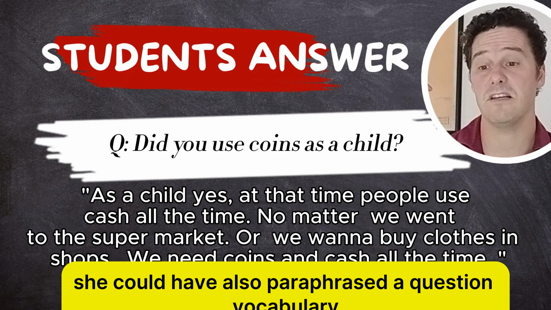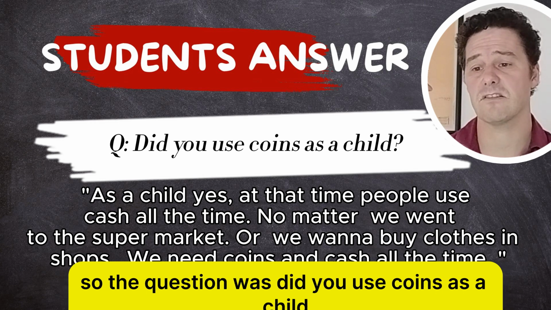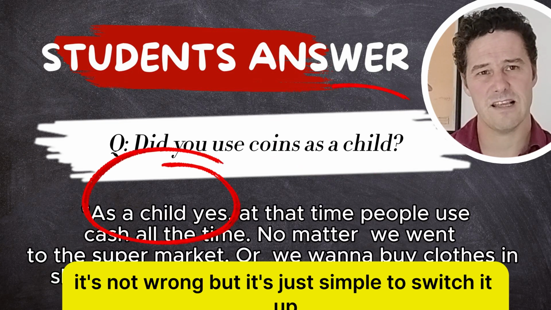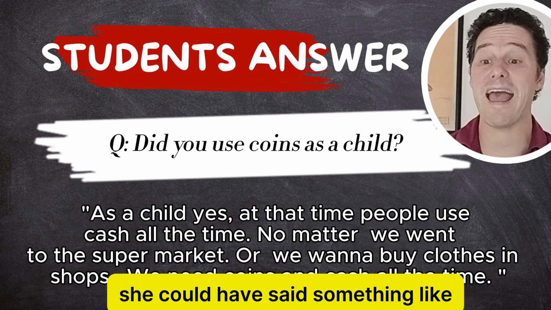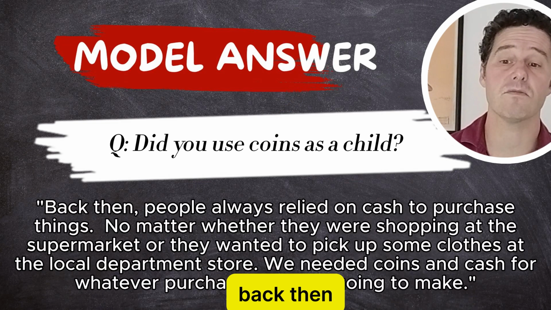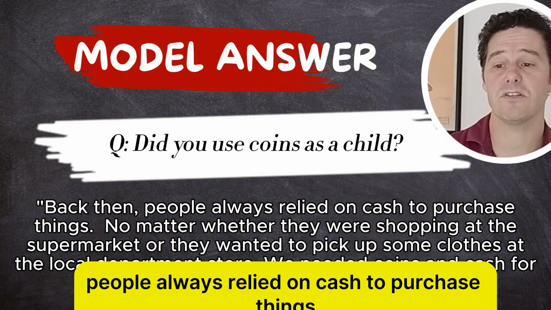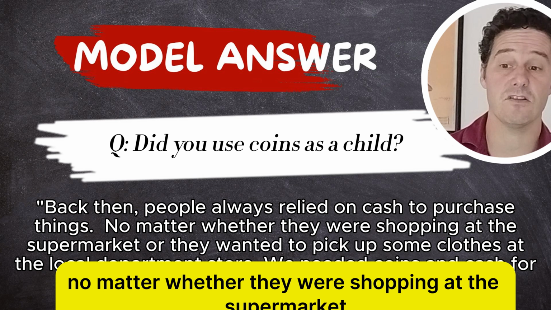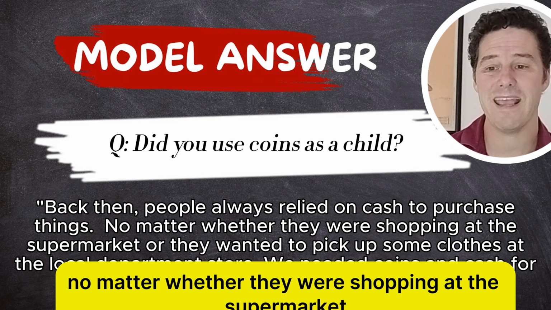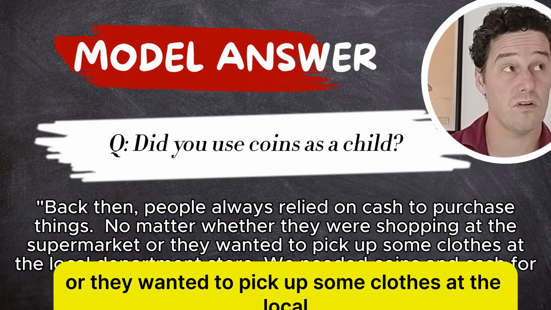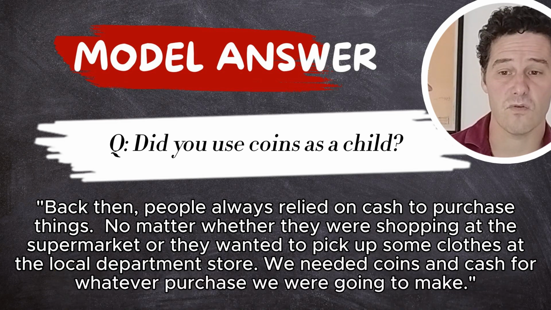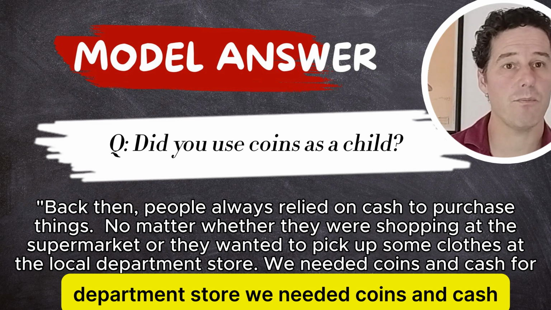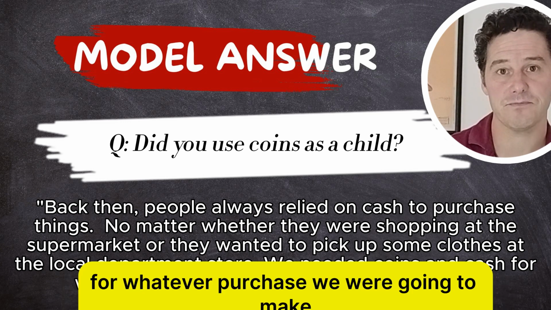So the question was, did you use coins as a child? She said, as a child, yes. It's not wrong, but it's just simple to switch it up. And I'll give you an example right now. She could have said something like, back then, people always relied on cash to purchase things. No matter whether they were shopping at the supermarket or they wanted to pick up some clothes at the local department store, we needed coins and cash for whatever purchase we were going to make.